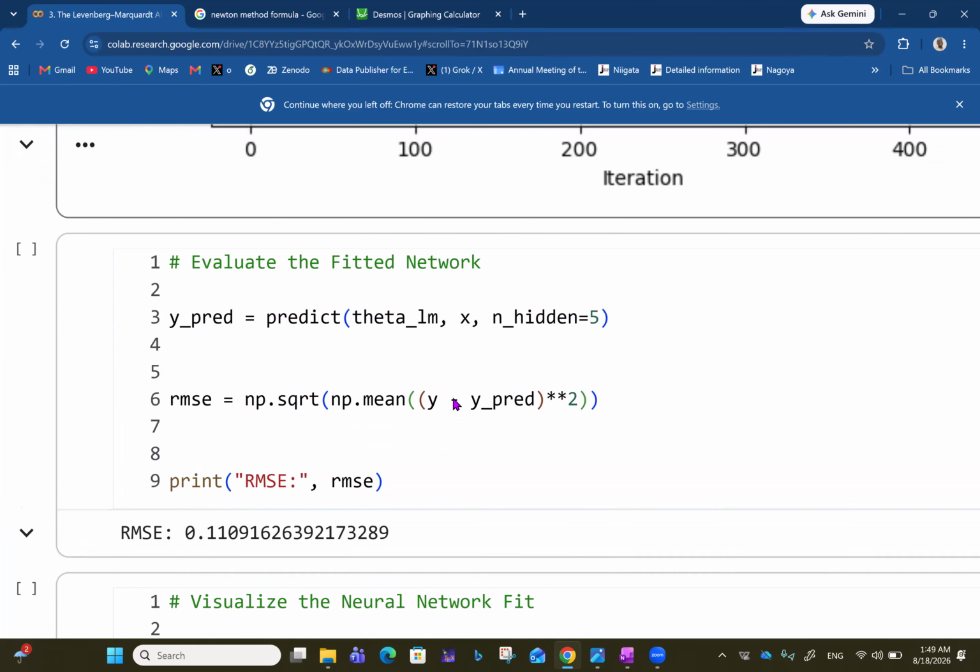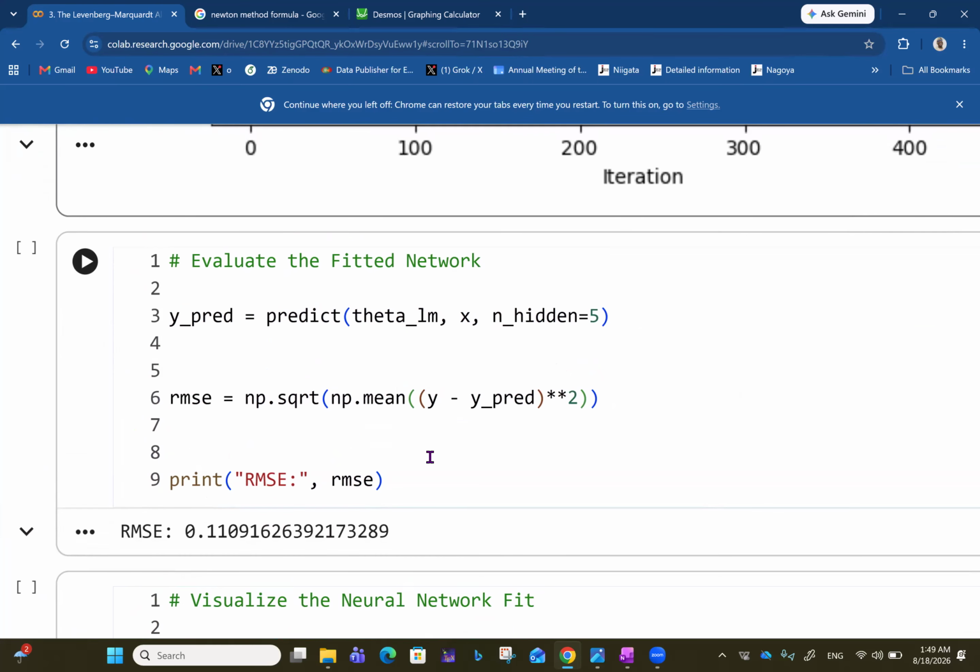Then evaluate the fitted network. You can evaluate the fitted network by using certain metrics like the root mean squared error, right? Which is what we have here. So yeah, you have 0.1109.